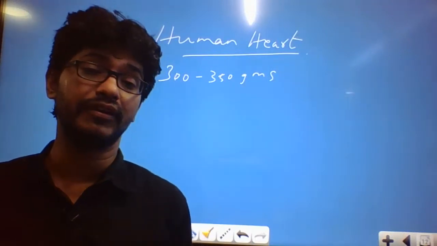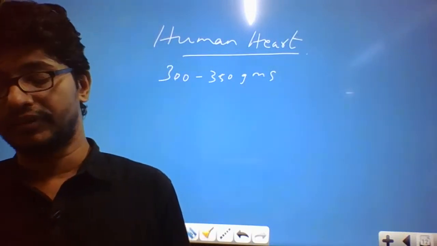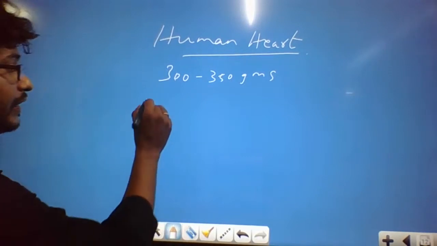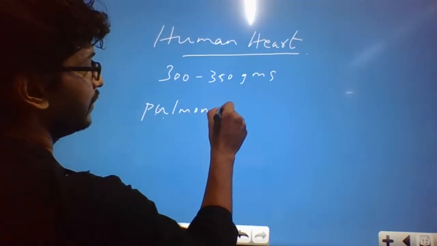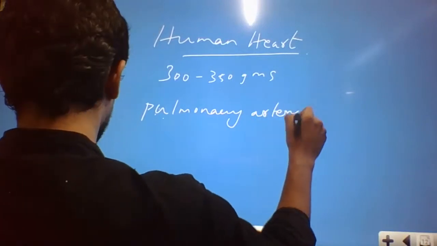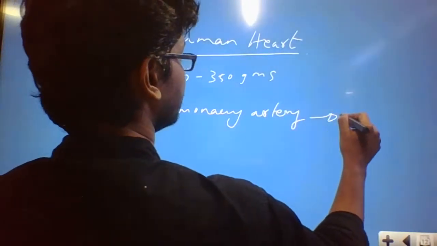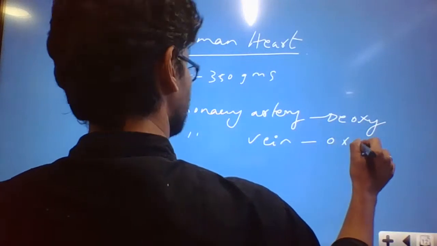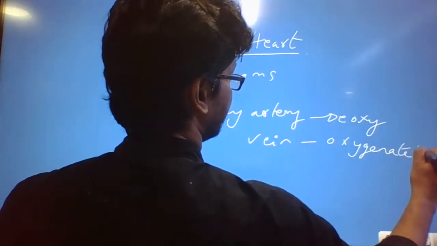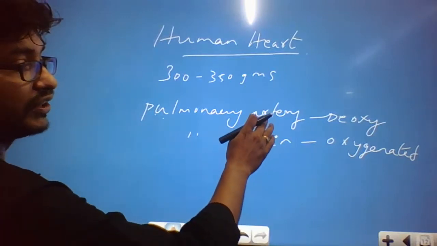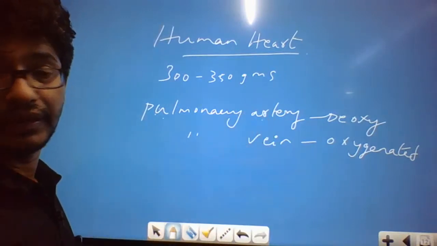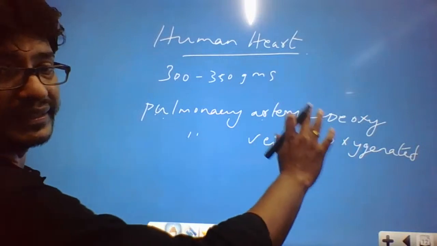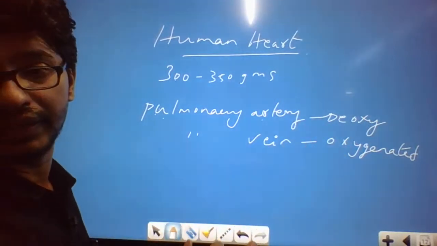The pulmonary artery here is for deoxygenated blood, and the pulmonary vein is for oxygenated blood. This is the only place where you see an exception, which you should always remember. We said earlier that arteries carry oxygenated blood, but here the pulmonary artery carries deoxygenated blood and the pulmonary vein carries oxygenated blood.